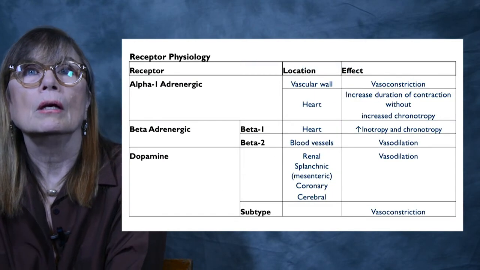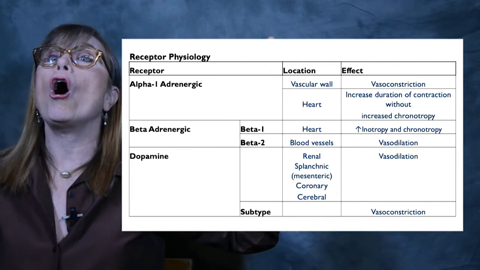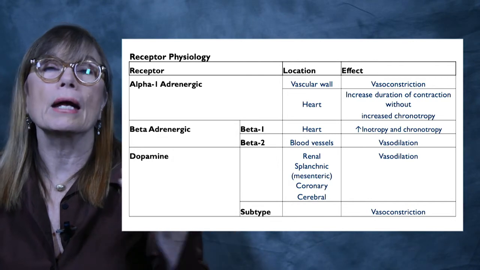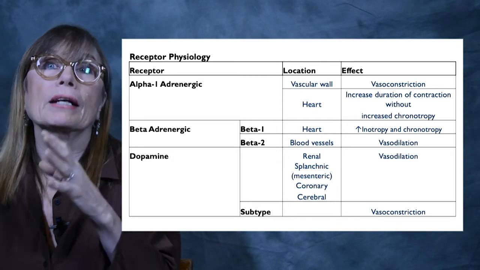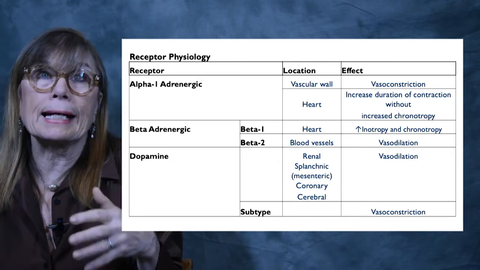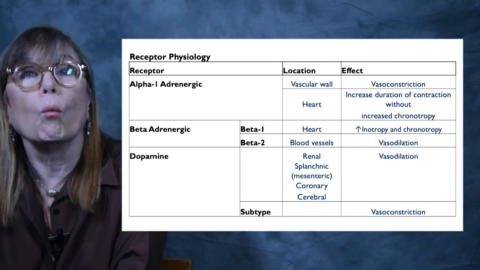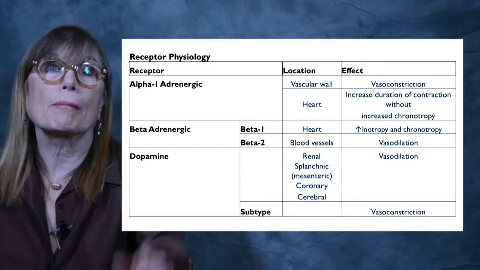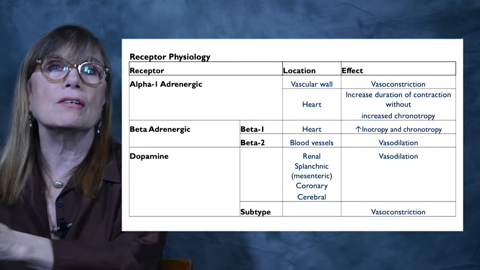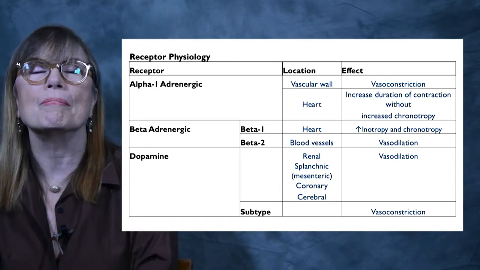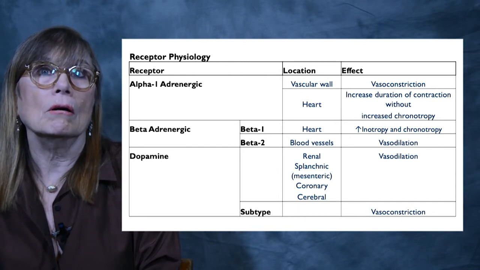All right, so if we look at alpha 1, I always just say alpha 1 artery, alpha 1 artery, affecting the vascular wall, causing vasoconstriction. Now, alpha 1 can also affect the heart, increasing some duration of contraction without increasing the heart rate. Beta 1, for the beta adrenergic, beta 1 receptors actually reside in the sinus node and down in the ventricular myocardium. Beta 1 receptors affect both contractility and heart rate.